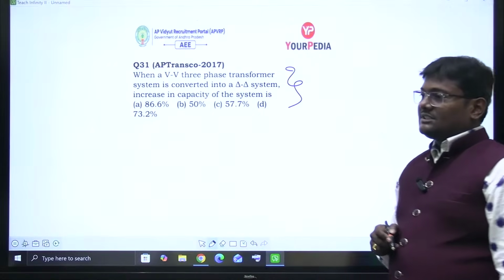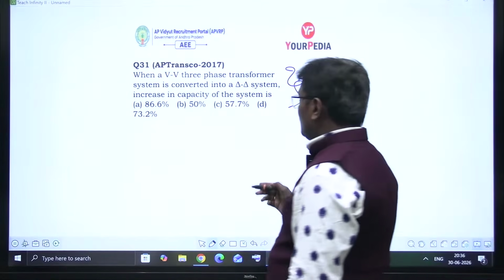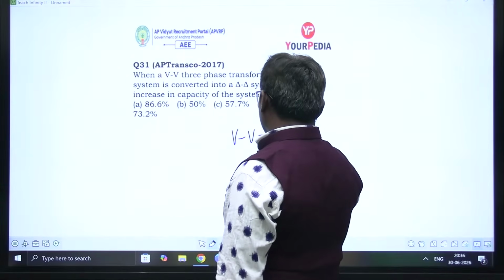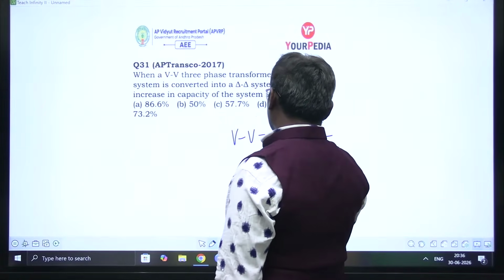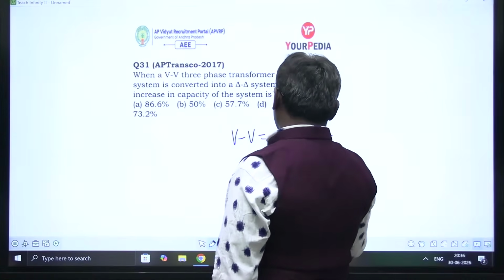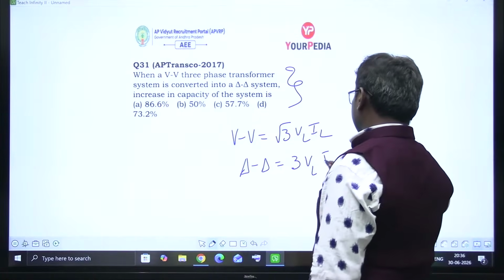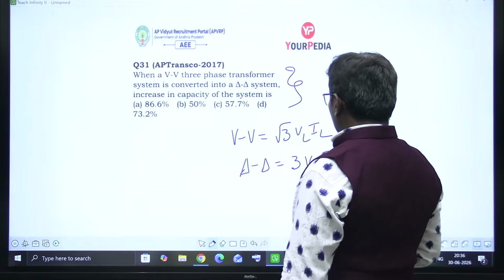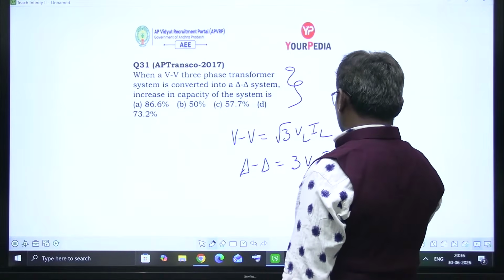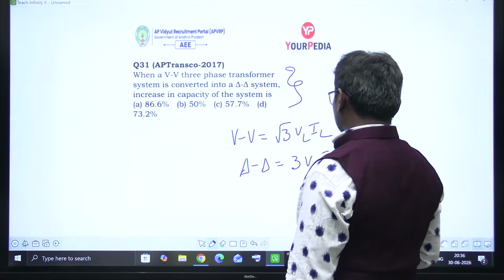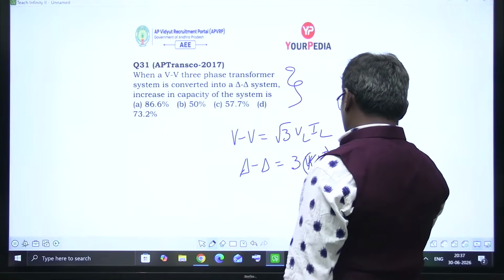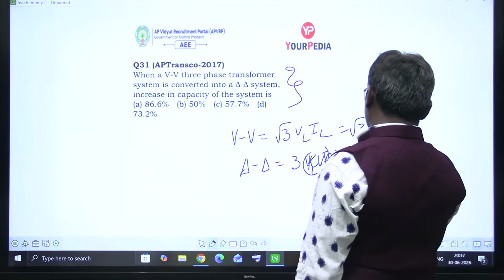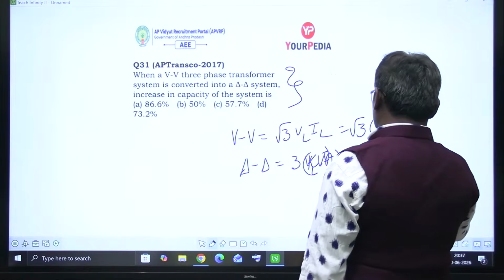See the AP transco question on open delta. Open delta, or V-V connection, is equal to root 3 VL IL, but in a closed delta it is 3 VL IL. That means 3 times the power kVA, and this is called root 3 times of kVA.